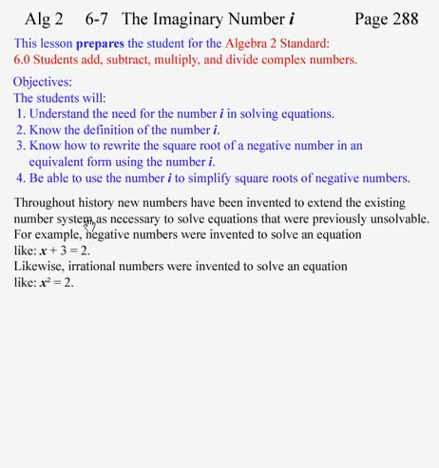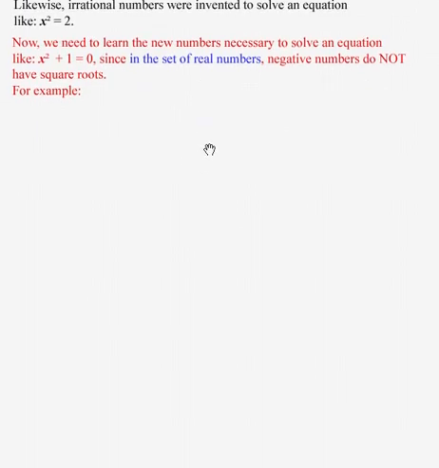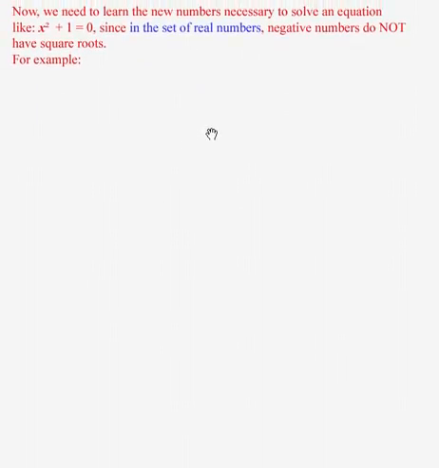Throughout history, mathematicians have developed new numbers as they needed to solve equations that they weren't able to solve before. So in solving x plus 3 equals 2, we needed negative numbers to solve that. In solving equations like x squared equals 2, where you square root both sides, you get the square root of 2. Well, we weren't able to do that until we developed irrational numbers. So we need a new number system to solve an equation that looks as simple as this one.